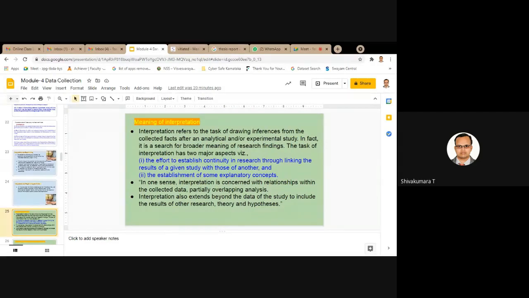So in one sense, interpretation is concerned with this important concept in the external examination. There is a possibility of two questions from the report writing itself. Okay.